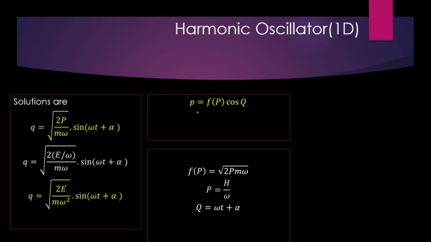And small p is given by the canonical transformation equation f of p into cos Q. And what is f of p? Square root of 2P m omega. So substituting that and substituting for capital Q, that is omega t plus alpha, you will get p is equal to, again P into omega is the Hamiltonian, which is the total energy, capital E. So you will have the equation as square root of 2mE cos of omega t plus alpha. So these two are the solutions of the harmonic oscillator. Okay, so thank you. That ends our chapter on canonical transformation.